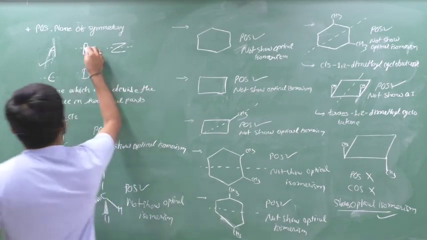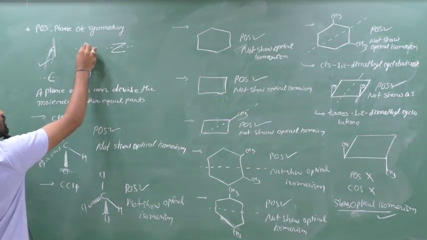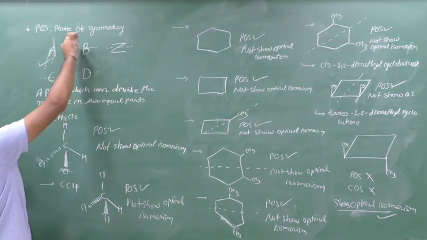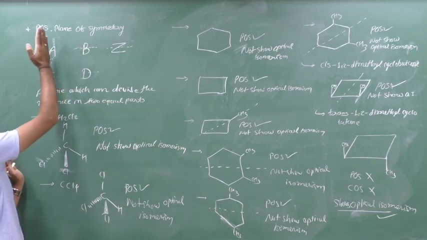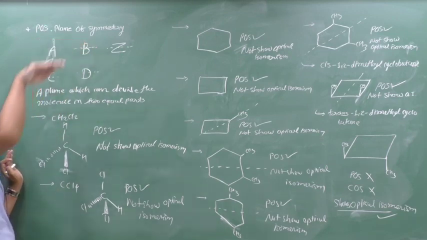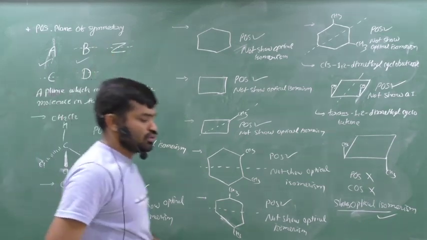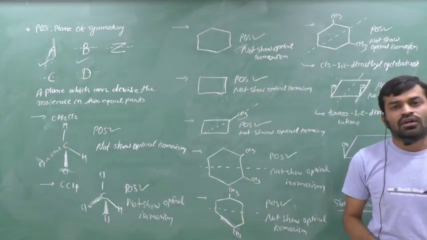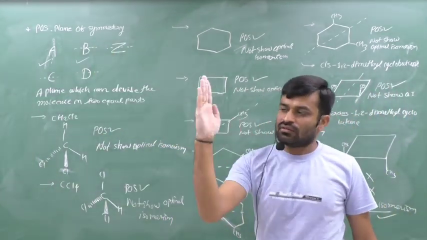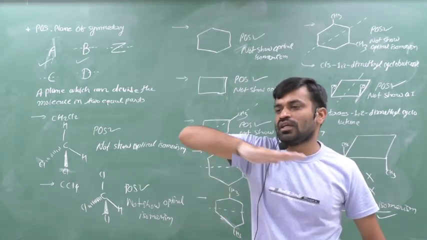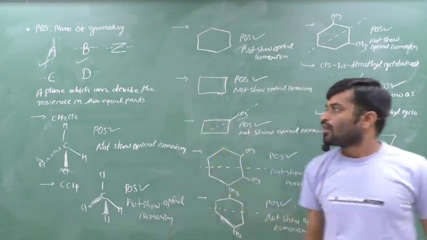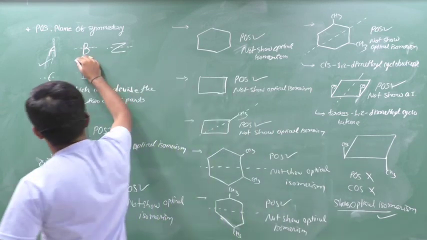Suppose we think about the alphabet B. If we pass the plane like that, here like that, it can divide the B into 2 equal parts. It is not necessary to pass the plane only from this side or that; you can pass it from any side. Therefore, it is a plane of symmetry.